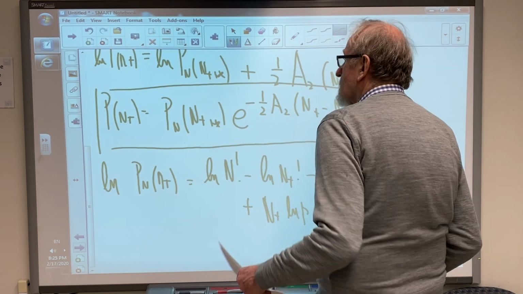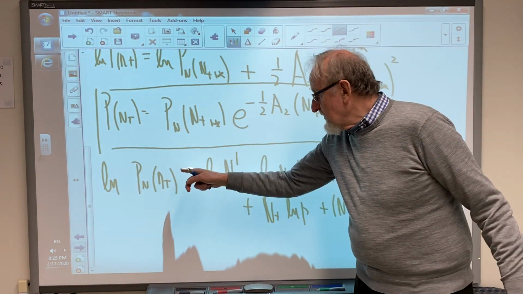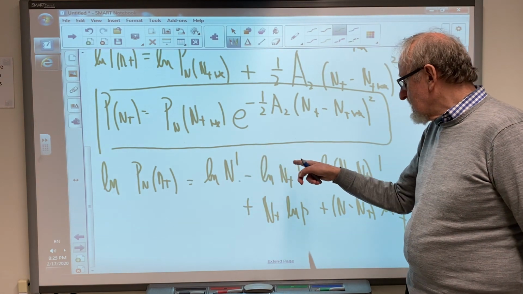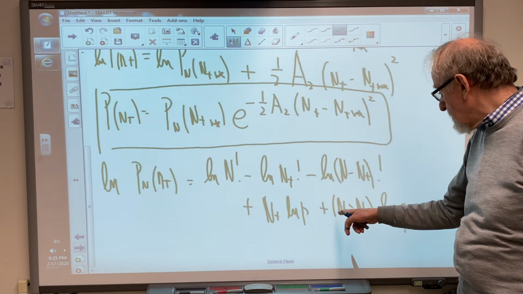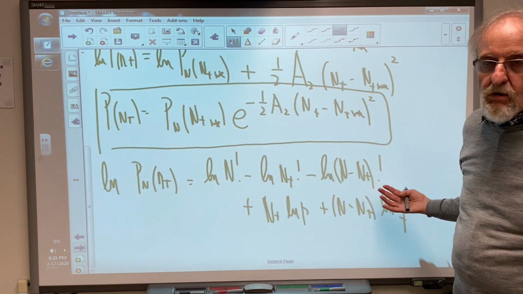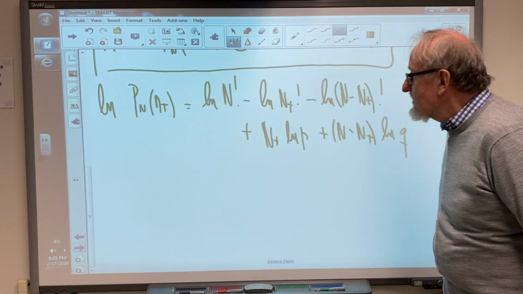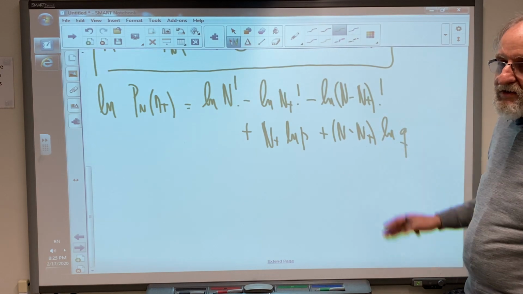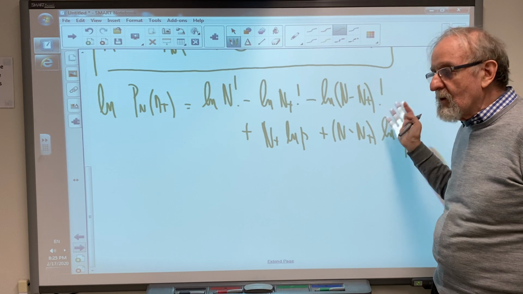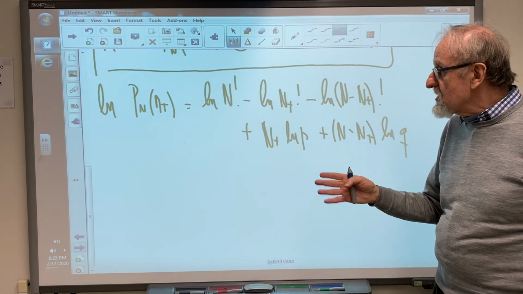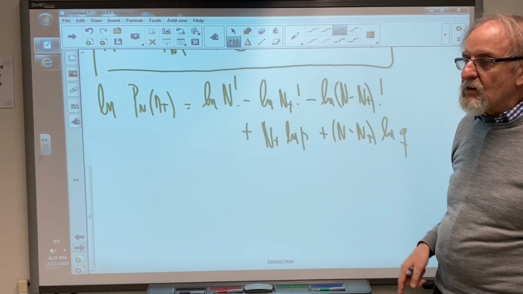All I did is I took my original expression, Pn of n plus, which was the factorial of this divided by the factorial of this and the factorial of this, times p to the n plus times q to the n minus n plus. I took logarithms in each term. So you get it like this, and you see why this is nice, because then you take the derivative term by term. Since I need to calculate the maximum, I have to take the derivative of this, equate it to 0, and find out for which value of n plus the derivative of this expression is 0.